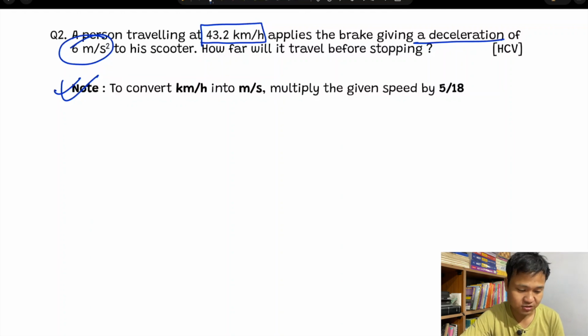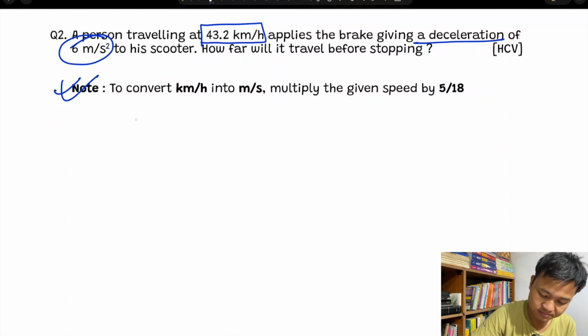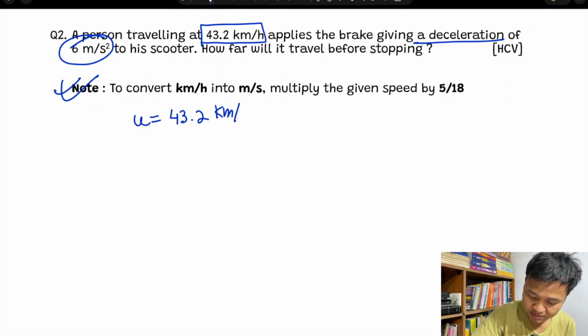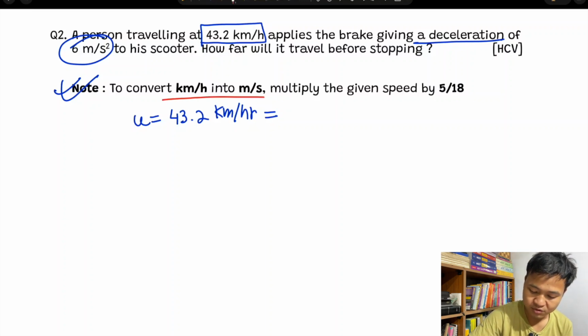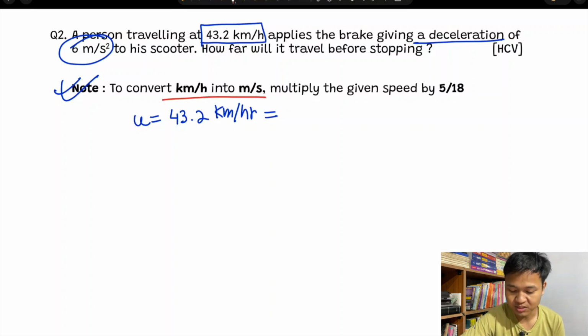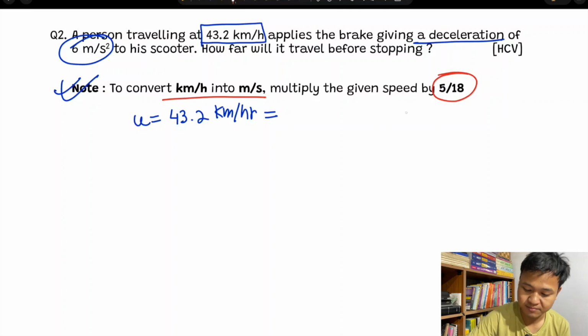The question: the initial velocity is 43.2 kilometer per hour. Whenever you are given speed in kilometer per hour, you have to convert kilometer per hour into meter per second. To do that, multiply by 5 by 18.